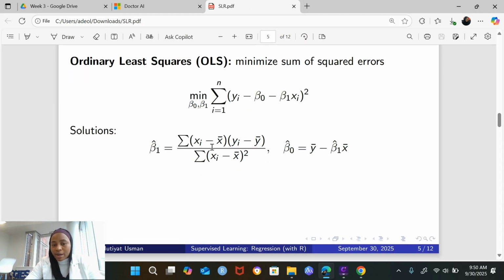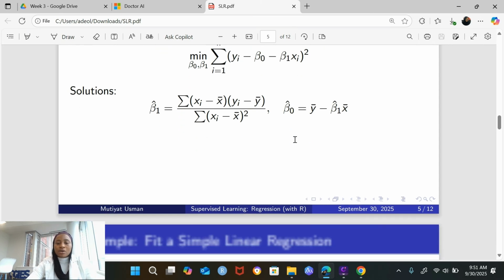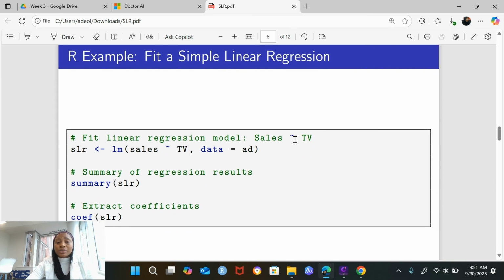Okay, so that's what we have right here. So that means manually, if we want to solve for our beta 1, we just plug in the mean of their respective values and remove it from the individual predictor and the response. And then we take the square of that and divide accordingly to get the estimate of our beta 1. And we do the same. That means we must have gotten the estimate of beta 1 before we can get beta naught. Don't forget that. All right, so the next thing is how do we do this in R?